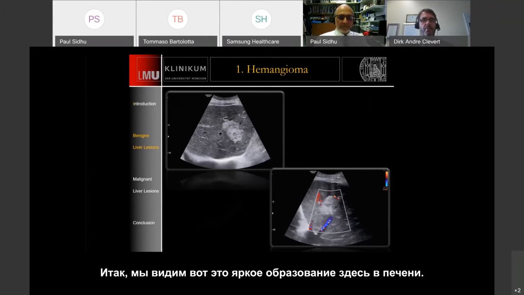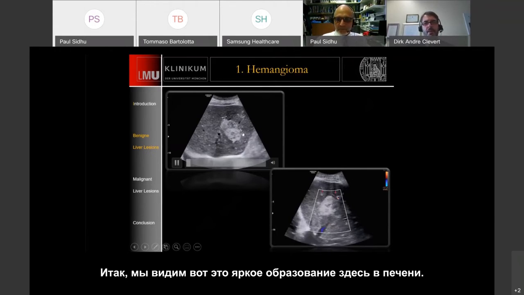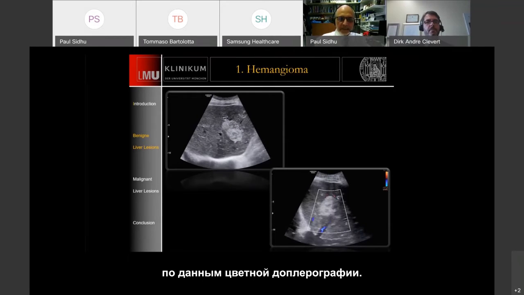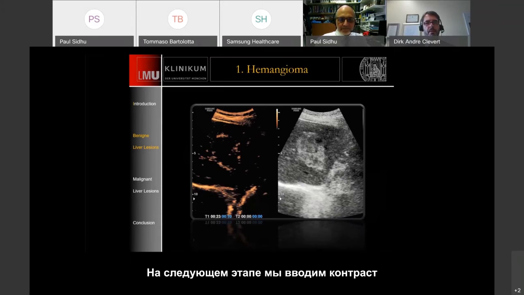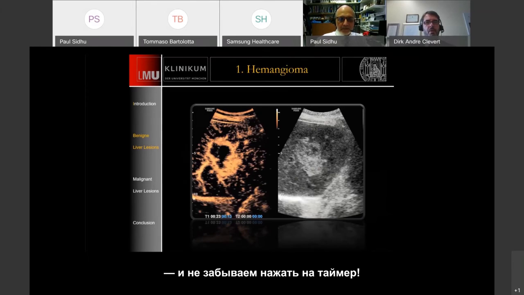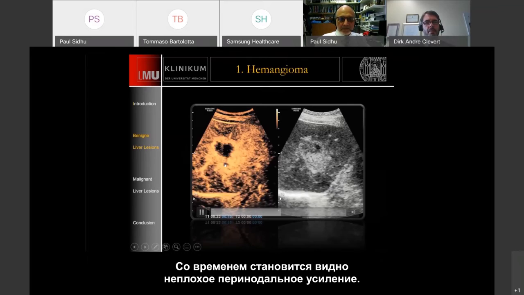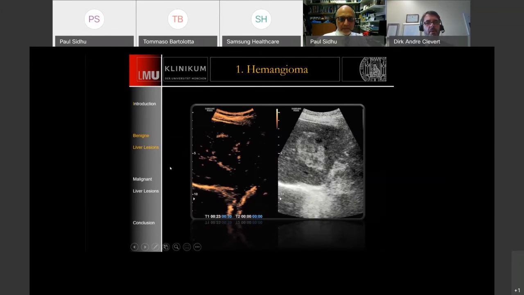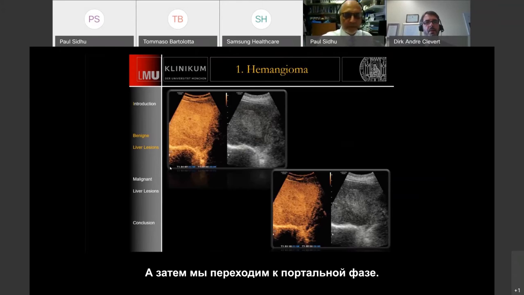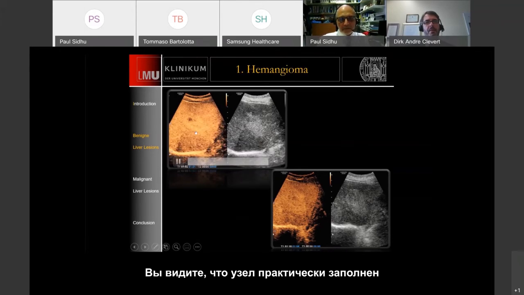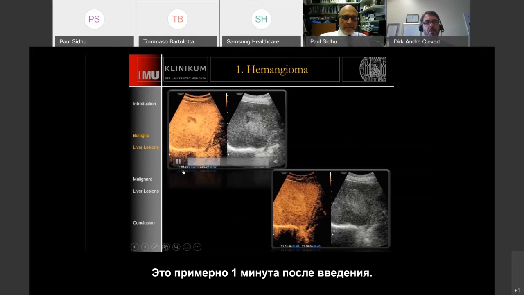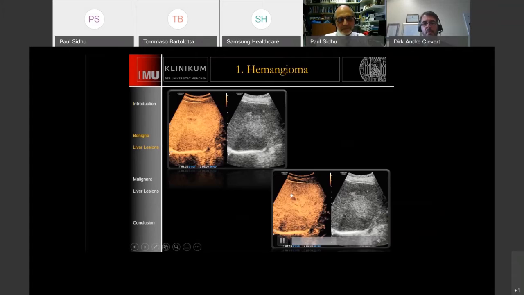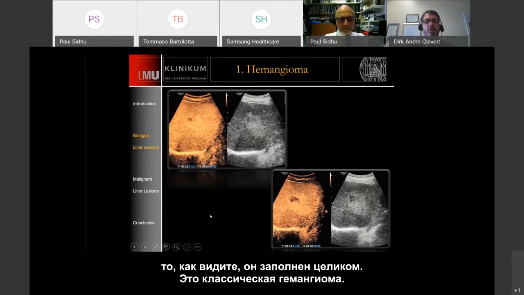So we see this bright lesion here in the liver. This lesion doesn't show major vascularization by using the color Doppler option. In the next step, we inject contrast, and don't forget to push the timer. You see pretty well this perinodular enhancement over time. You see these nodules are growing and growing. Then we will switch to the portovenous phase. You see this lesion is nearly completely filled in the portovenous phase. This is around 1 minute after injection. And if we go to the late phase, it's completely filled, so classical hemangioma.